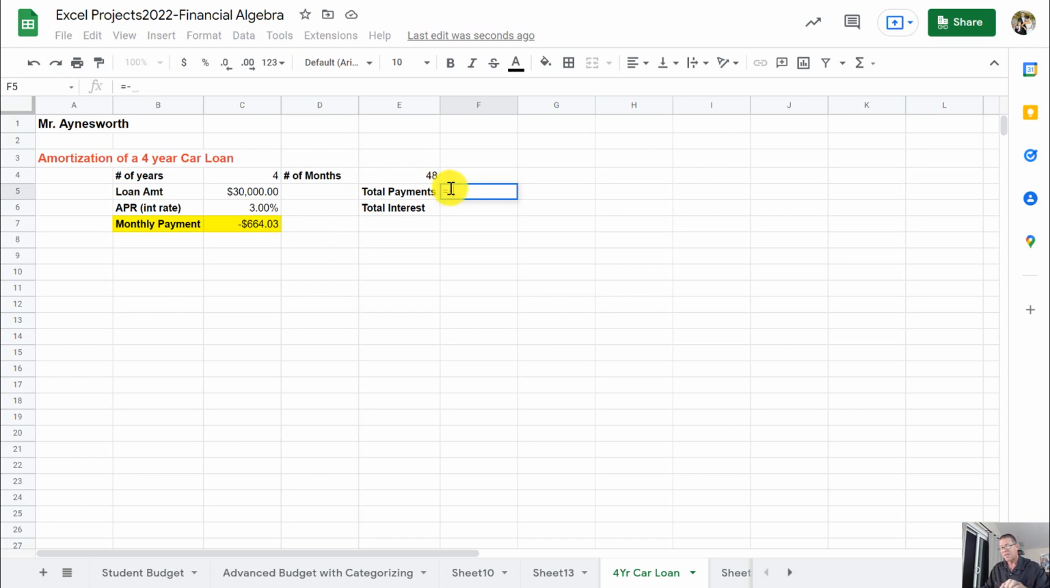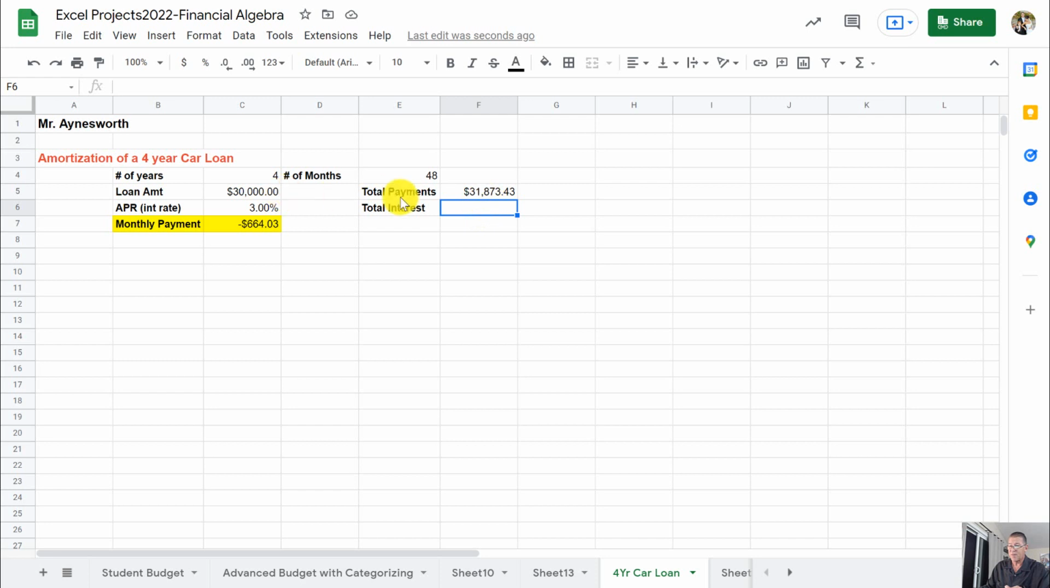So I'm going to start off with a negative sign because I have to take the opposite of my monthly payment to make it positive. The opposite of a negative is a positive, right? So I type that in and notice that it says 664, positive. And now I'm going to multiply it, so use your asterisk here, and then click on E4, 48, and it gives you the total payments. So you're going to pay a total of $31,873.43 for this car, over 48 months.